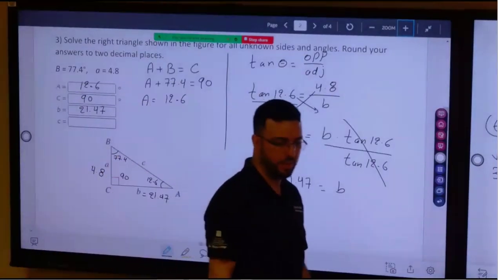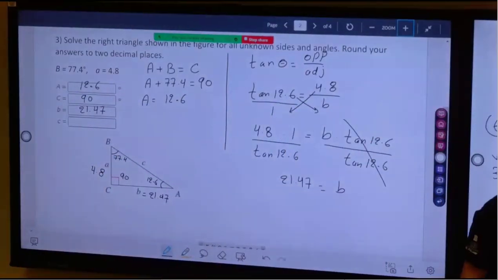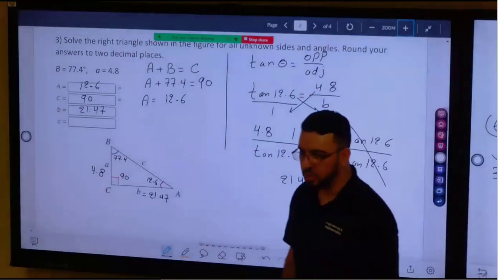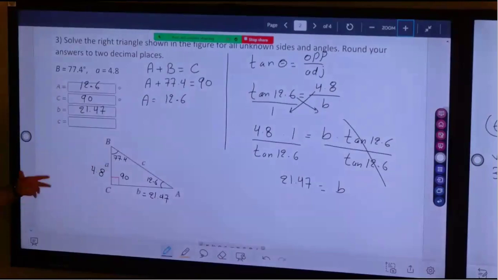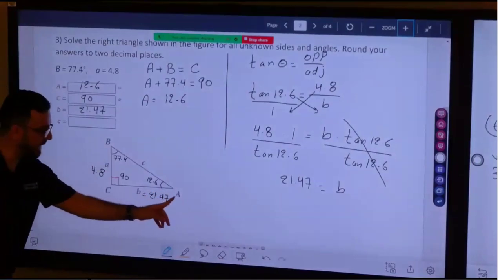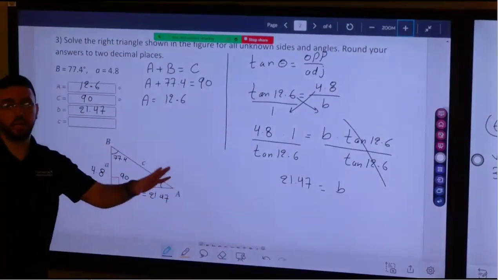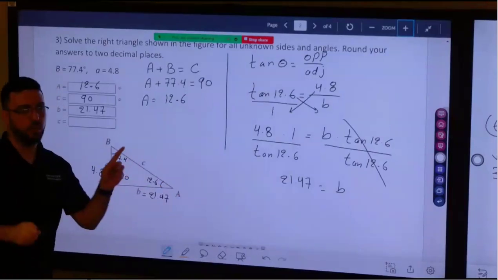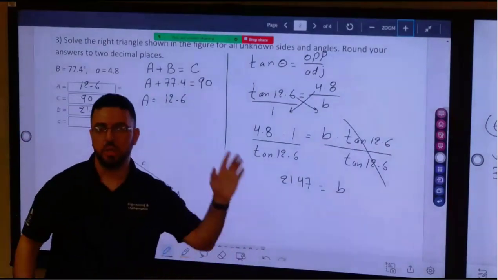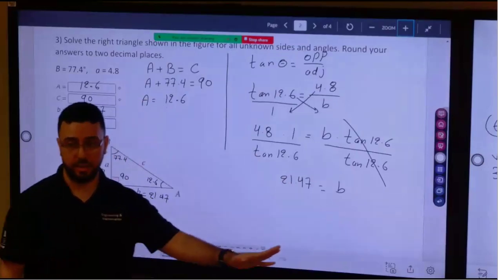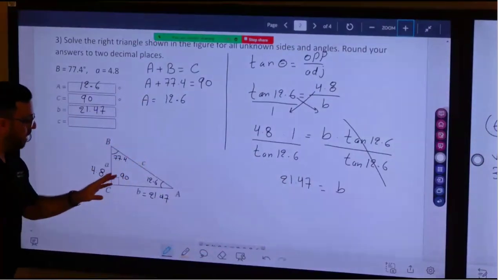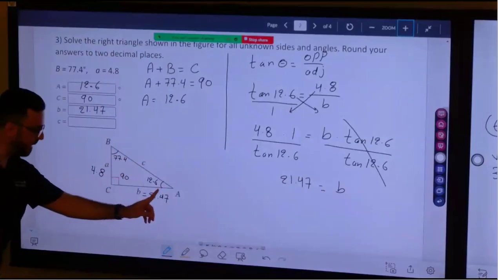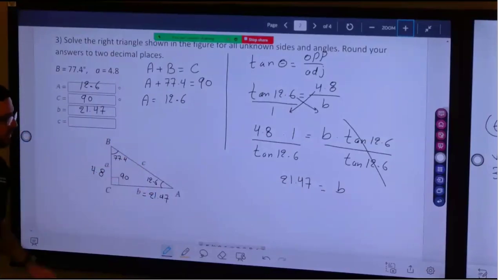How are you going to find the C? Yes, you can use the Pythagorean theorem. Because every time you have two sides, you can find the third side. But my goal is to use the trig functions. So sine is going to be opposite over hypotenuse.